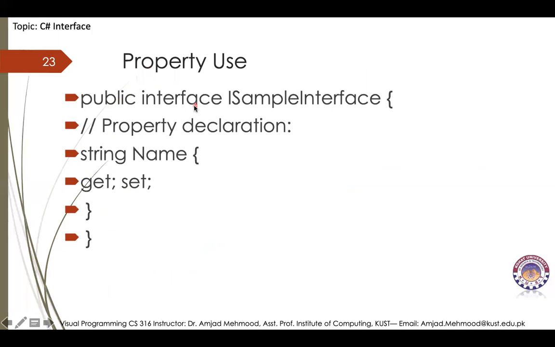Property use: public interface ISample, with a property declaration like a string with get and set. As you know, we used the same with the abstract class, and now we are using the same with our interfaces. Now this property is actually abstract.